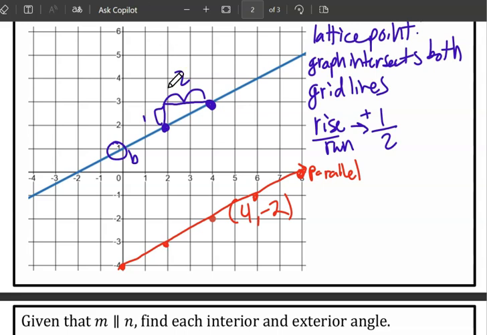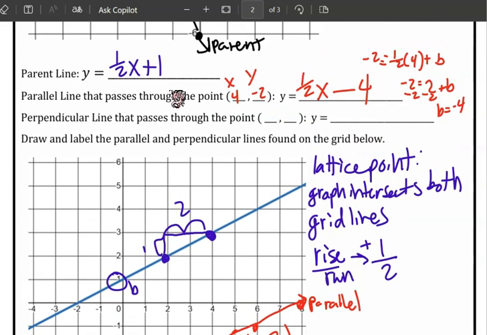All right, to find the perpendicular line, we're still going to use that point (4, -2). But this time you flip the fraction and change the sign, so the slope's now going to be negative 2. To solve for b, let's plug in this point. Negative 2 equals negative 2 times 4 plus b. Negative 2 equals negative 8 plus b. Add 8 to each side. b equals 6.